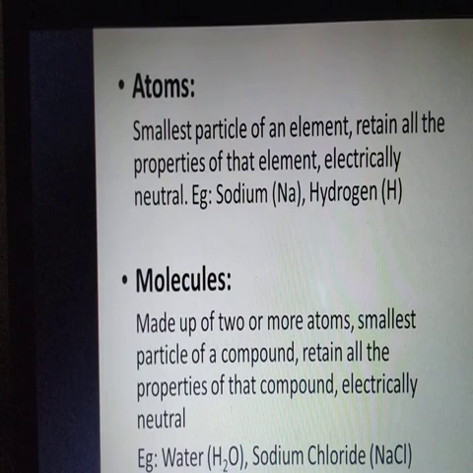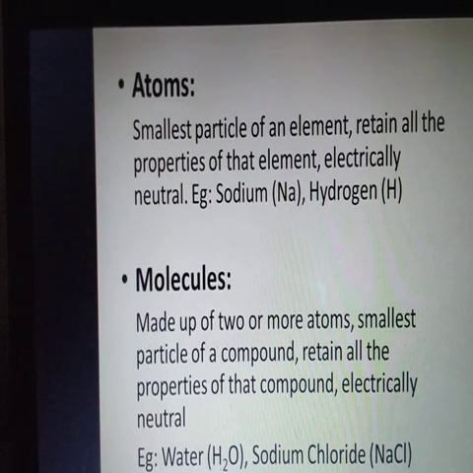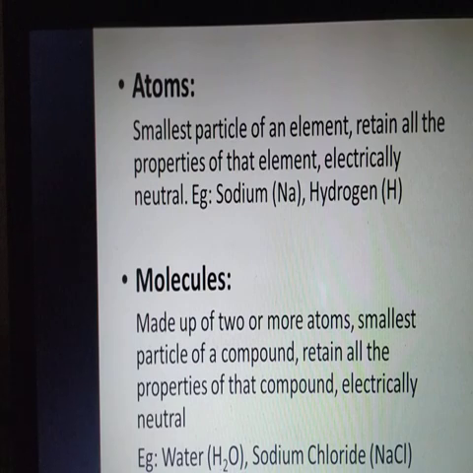Let's carry on. First, we read about atoms. Atoms are the smallest particle of an element, retaining all the properties of that element, and are electrically neutral. As per Dalton's concept, atoms were indivisible in nature and cannot be divided any more. Whenever we write a definition, we should be careful. What you are noticing here is not a definition for the examination. I'm just giving you a highlight. Those are basically written as points. Examples are a must.